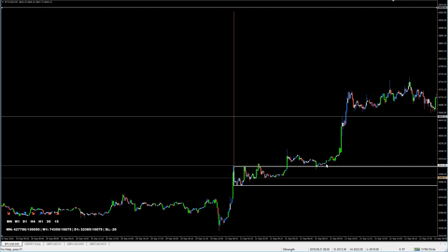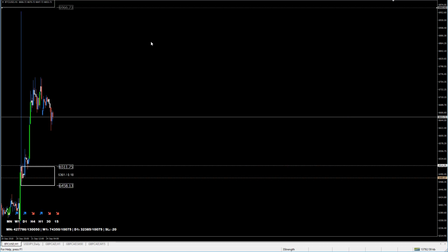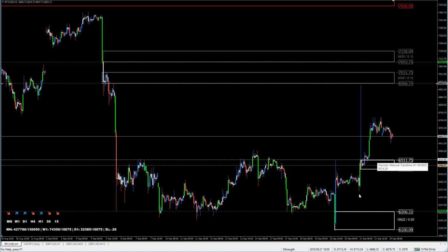But this one is more interesting to us because this is where this move originated from. So I think if price feeds into this hourly area that we have here, we might see a bit of a reaction here. And we have this one here, of course, which is more interesting. Why is it more interesting? Because this is a better price. So the lower the price, the better for buying. The higher the price, the better for selling.